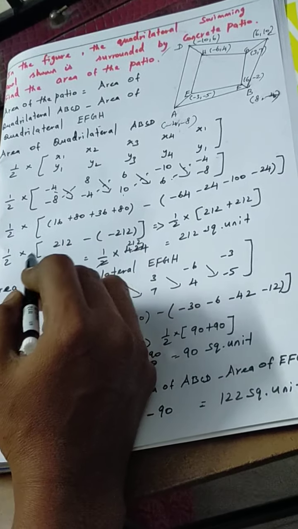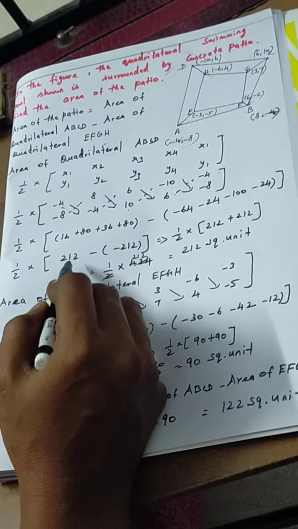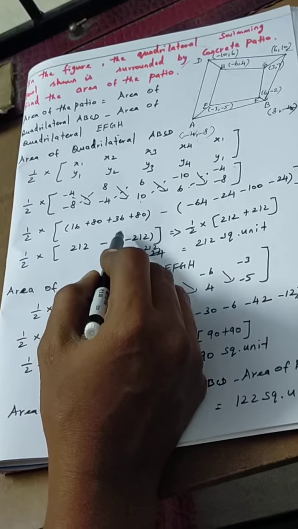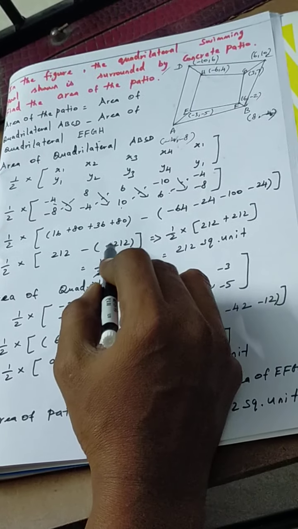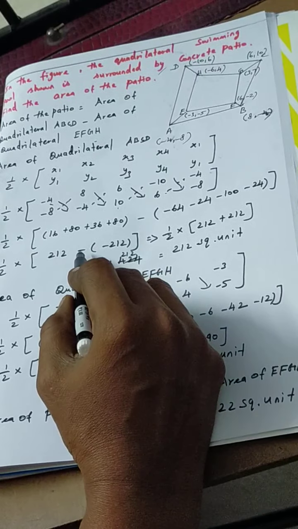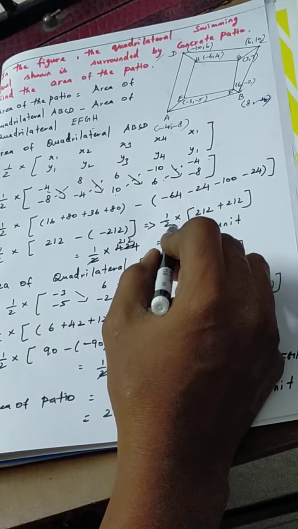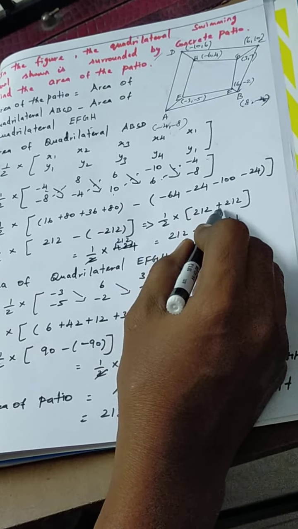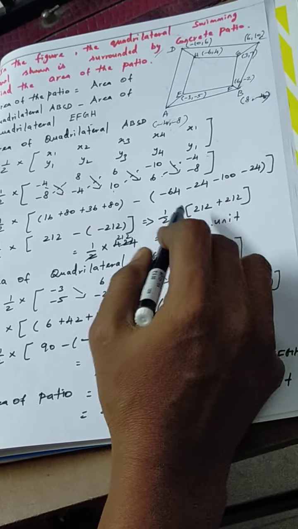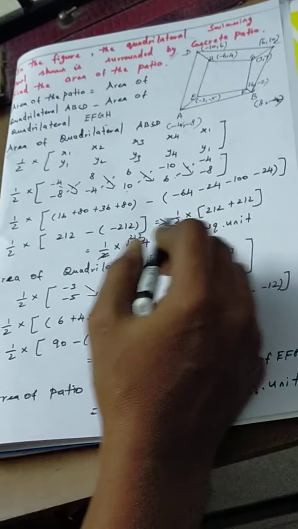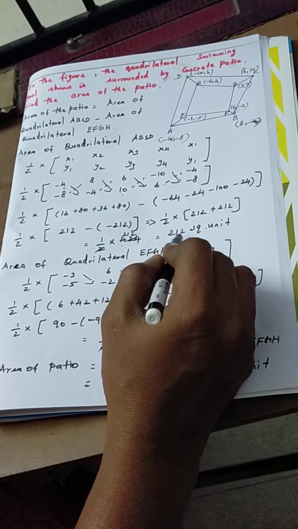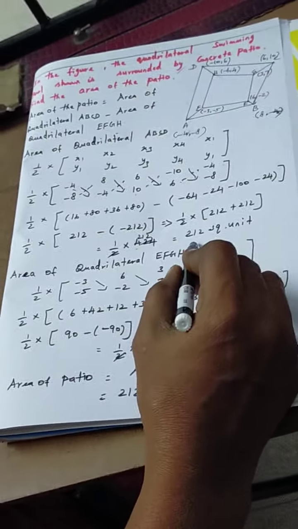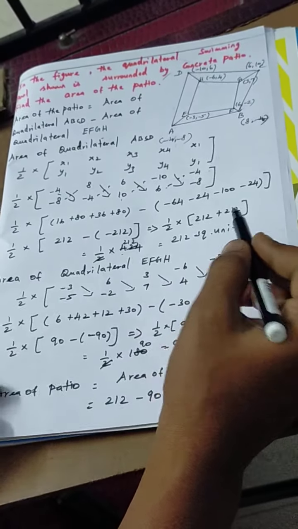Add the bracket terms, half into, this value is 212, minus, next bracket, the same sign given means add the term, minus 212. So outside minus symbol given, so minus into minus plus only. So half into 212 plus 212, add the term, remove the bracket, half into 424 reduced by 2 table is 212. So area of quadrilateral ABCD equal to 212 square unit.